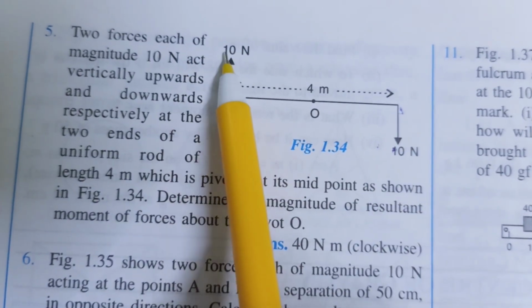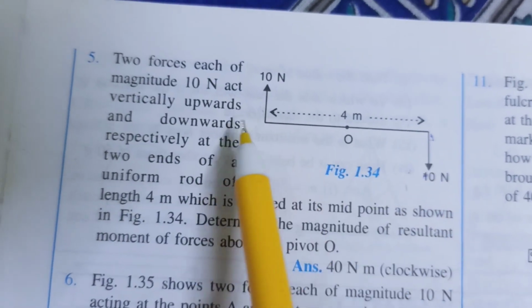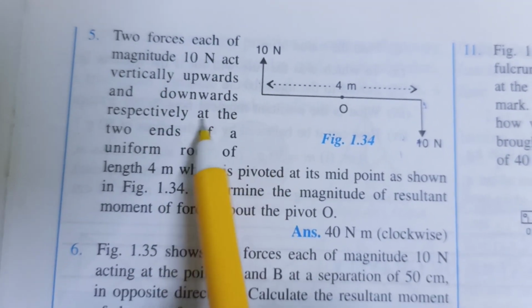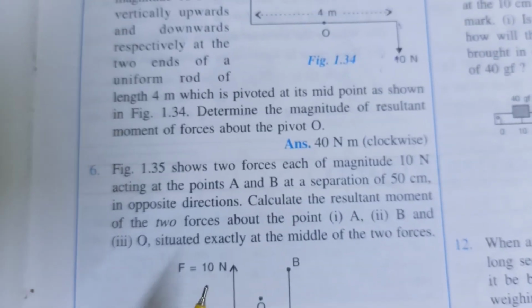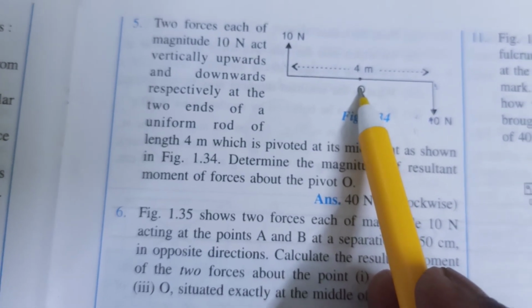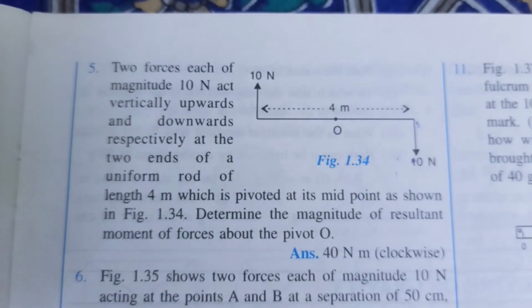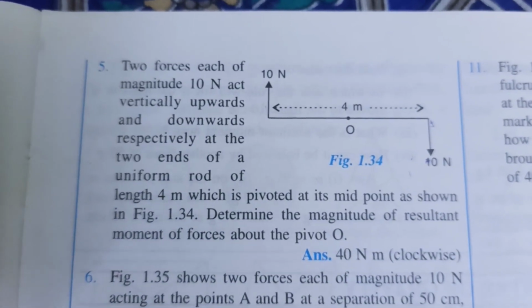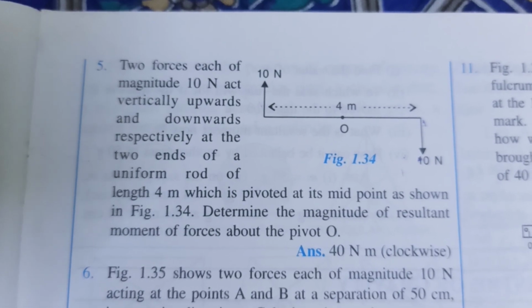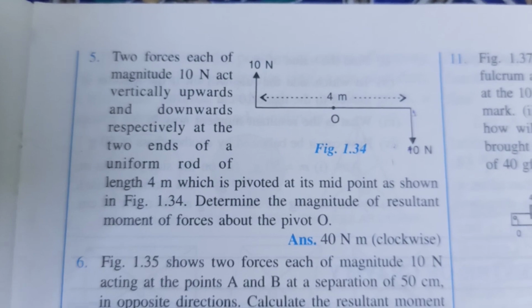So two forces, 10 Newton and 10 Newton, act at a parallel distance of 4 meter, and the two forces each of magnitude 10 Newton act vertically upward and downwards respectively at the two ends of the uniform rod of length 4 meter, which is pivoted at O as shown, and determine the magnitude of the resultant moment. Resultant moment. So what is the resultant moment?